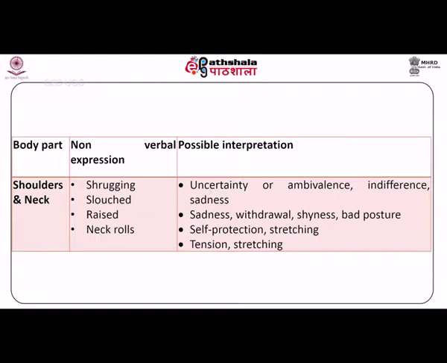Slouched shoulders could mean sadness, withdrawal, shyness, and bad posture. Raised shoulders could mean self-protection, stretching, and neck rolls could mean tension, stretching.